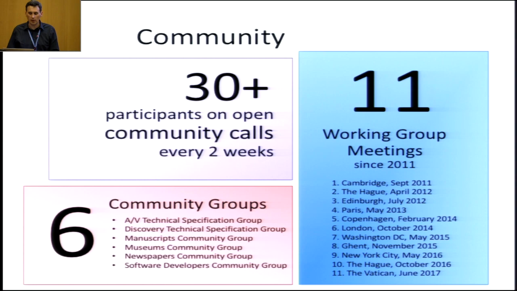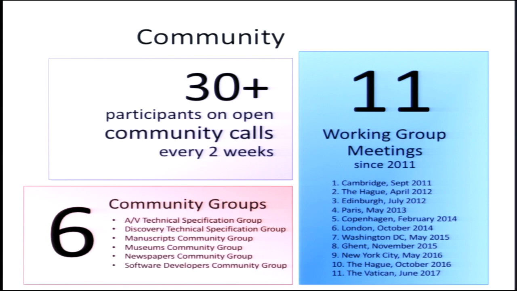Every 2 weeks, we have an open community call, which usually has 30 to 40 participants. It goes for an hour long, and it alternates between in-depth discussions on the technology versus updates and advances on the community front. There are six currently active community groups working in distinct areas such as audiovisual, discovery, manuscripts, newspapers, and museums, as well as software development. And we've had 11 face-to-face multi-day meetings since the initiative began to get off the ground in 2011, with a first meeting that was held at Cambridge University.